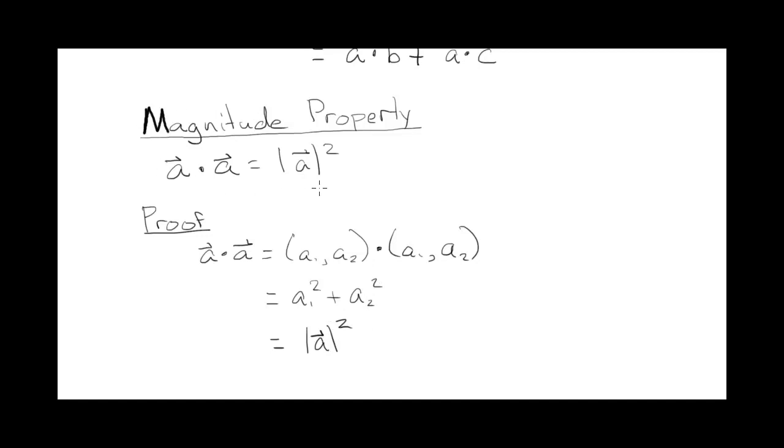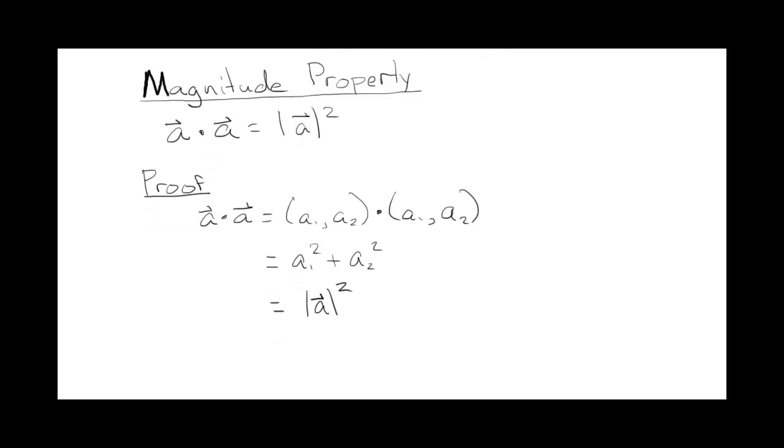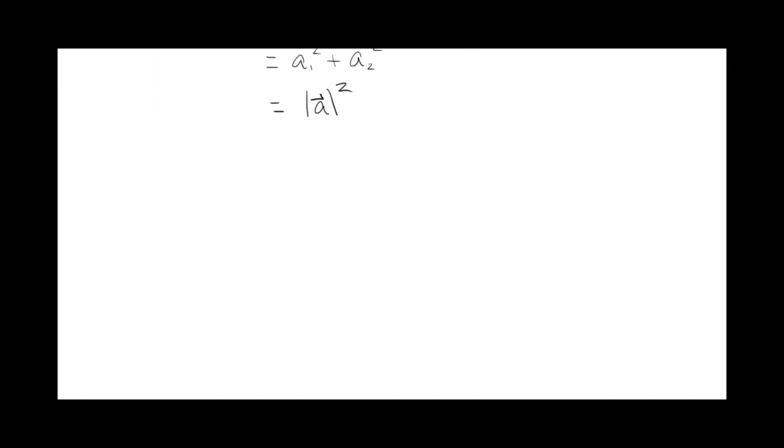So this property here is a useful thing to do. Sometimes in order to calculate the magnitude, you just think about it as the dot product of a vector with itself. But you'll see as we do examples how that becomes useful.